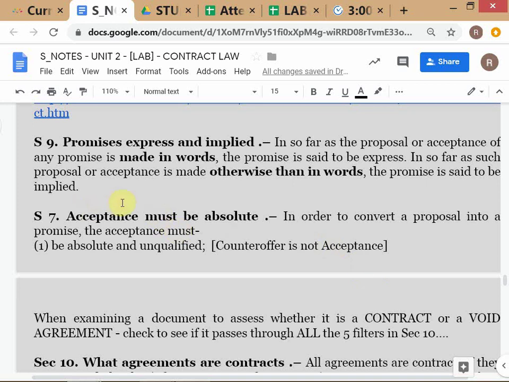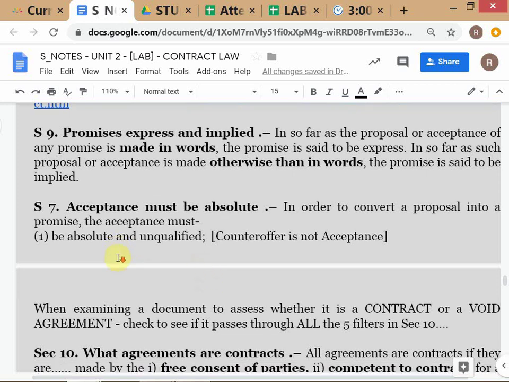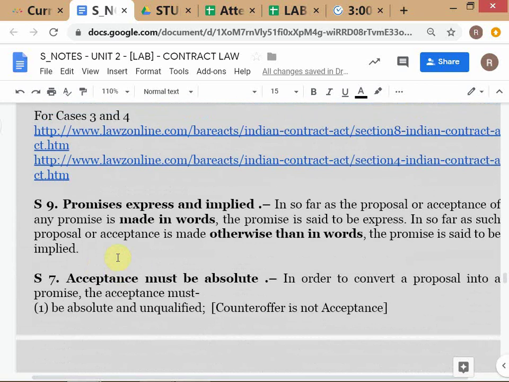That's not acceptance. So the principle of contract law that is enshrined in section 7 is that acceptance, in order to convert a proposal into a promise, has to be absolute and unqualified, right? No ifs and buts. So this is basically all that we are concerned with in section 7.